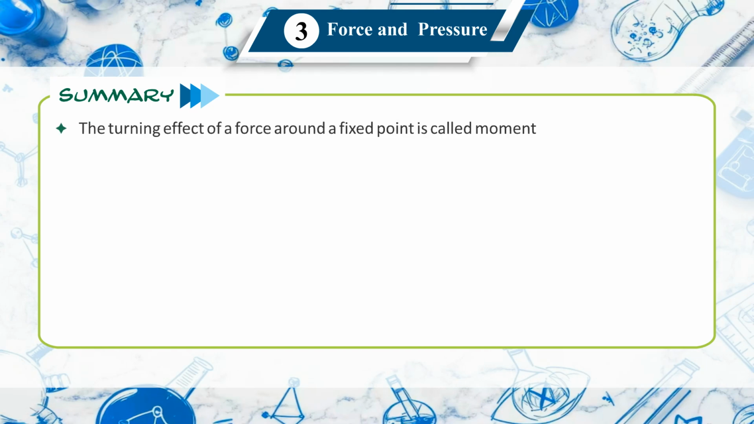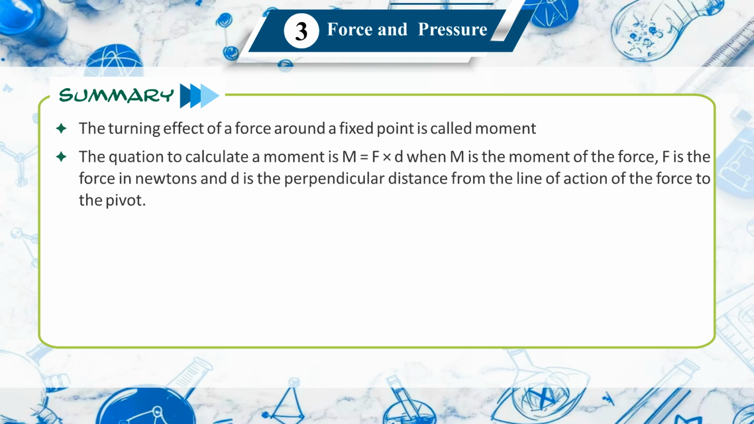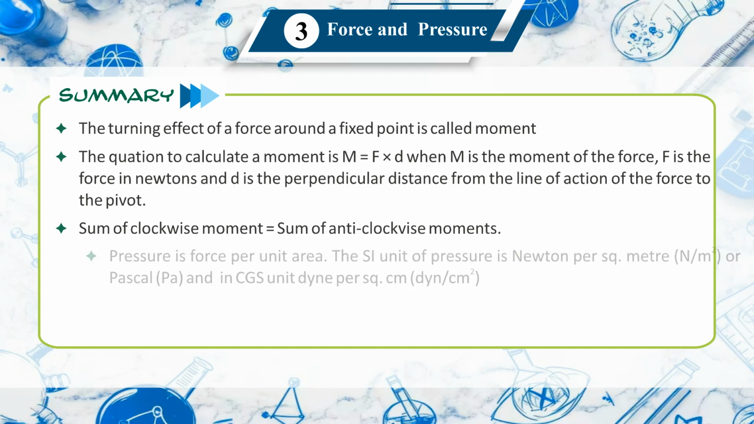Summary. The turning effect of a force around a fixed point is called moment. The equation to calculate the moment is M equals F multiplied by D, where M is the moment of the force, F is the force in newtons, and D is the perpendicular distance from the line of action of the force to the pivot. Sum of clockwise moments is equal to sum of anti-clockwise moments.